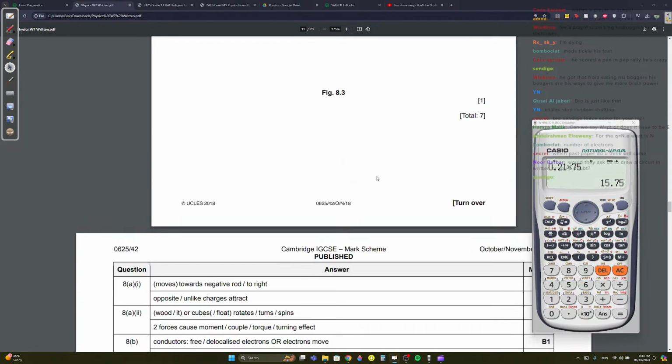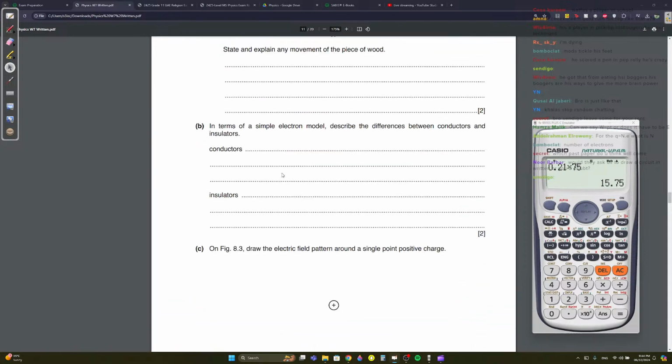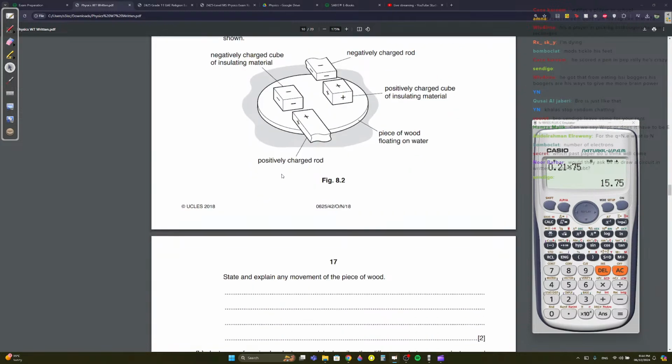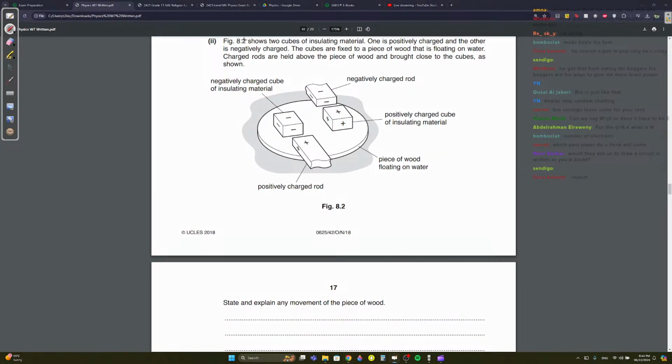This is a nice question. This is a very nice question. Okay. Let me explain what's happening here. Here in figure 8.2, it shows two cubes of insulating material, right? The positive one and negative. One is positive and the other is negative.